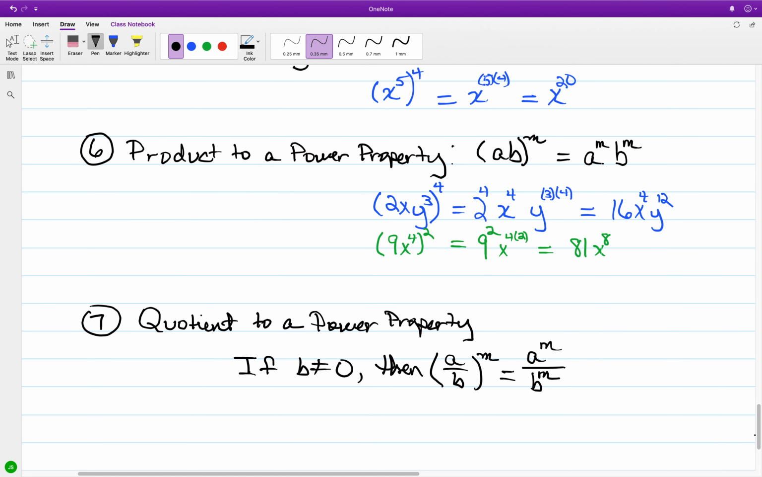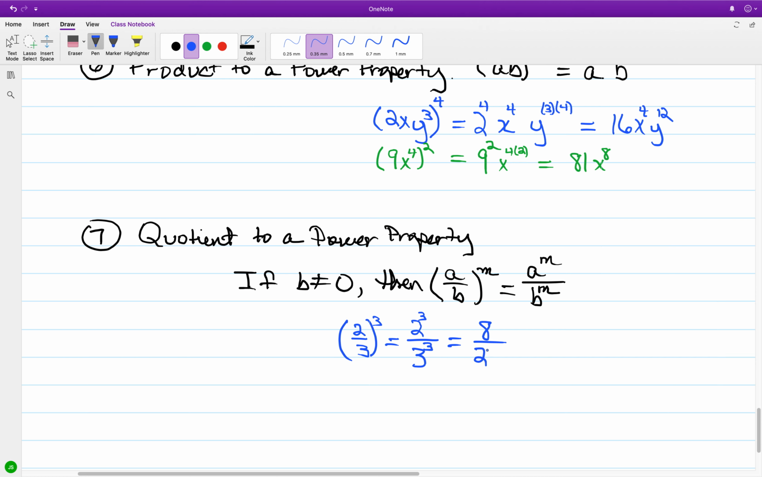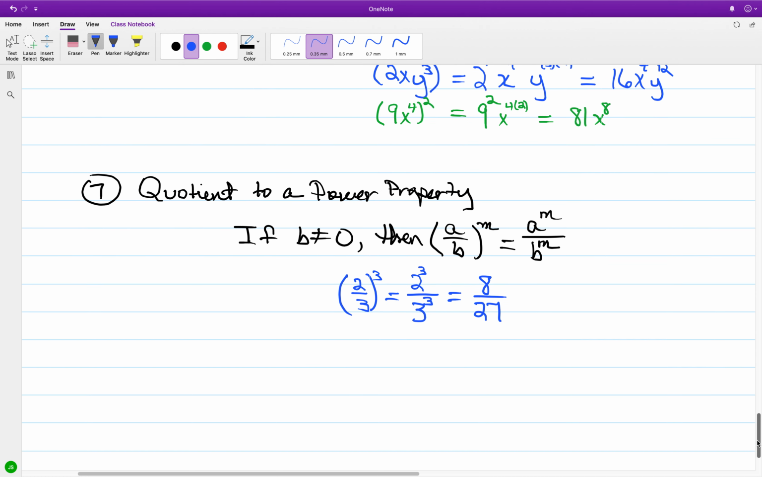And we'll just take a couple of examples. Okay, if you have 2/3 raised to the third, okay, so this would be 2 to the third over 3 raised to the third. Cube of 2 is going to be 8. And 3 cubed, 3 times 3 times 3, is going to end up at 27.